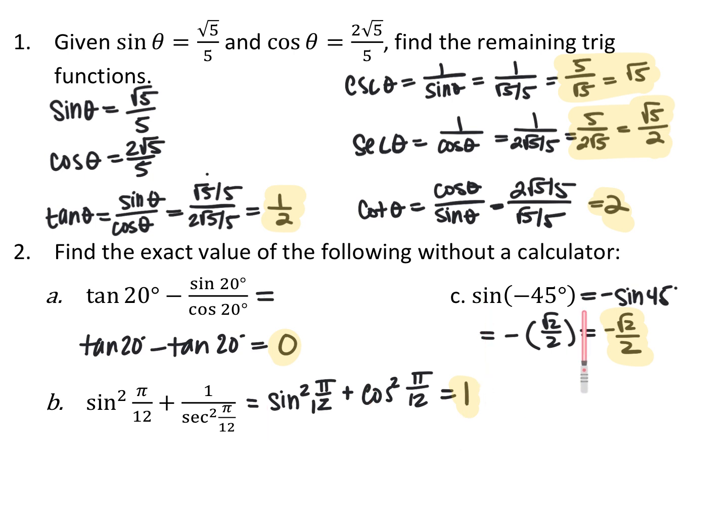Sine is odd, so sine of negative 45 degrees would be the same thing as negative sine of 45 degrees. So then the sine of 45 degrees is root 2 over 2. You end up with negative root 2 over 2.